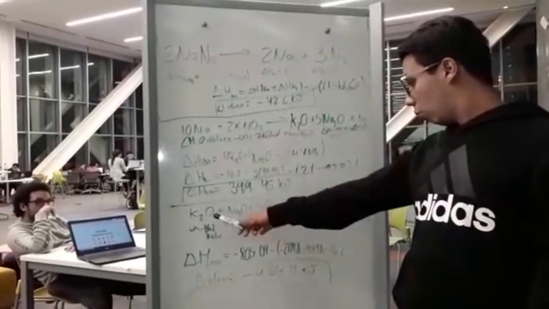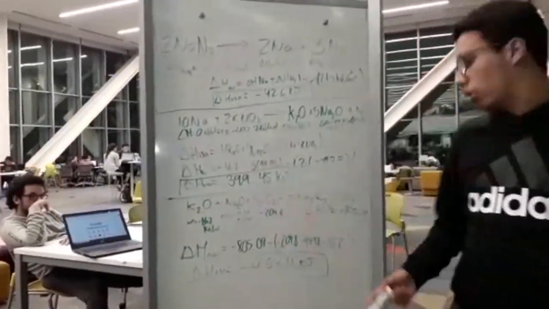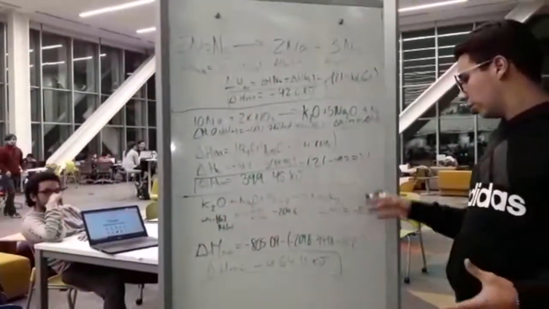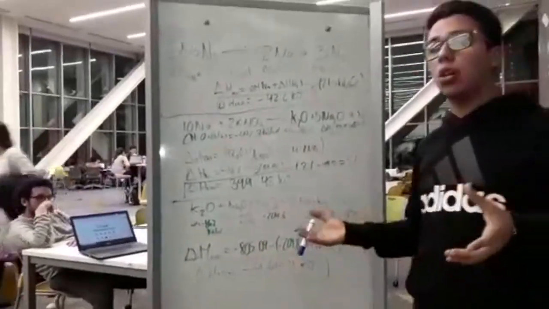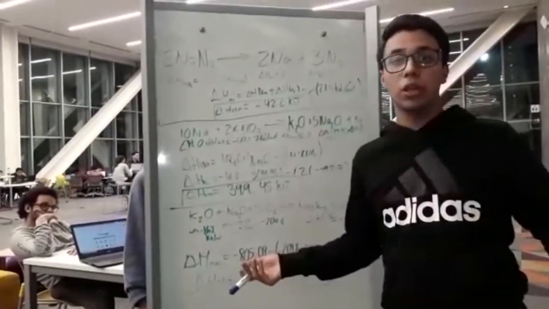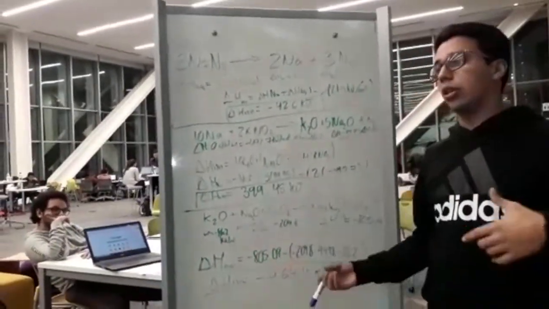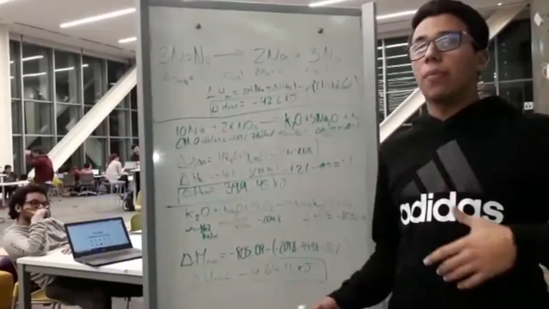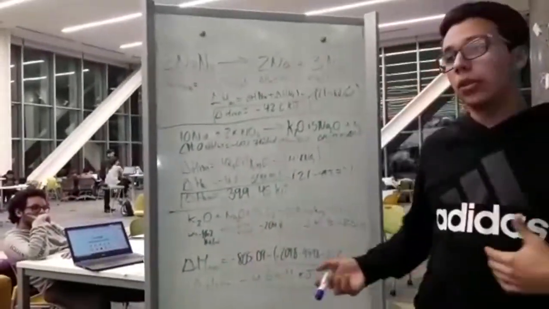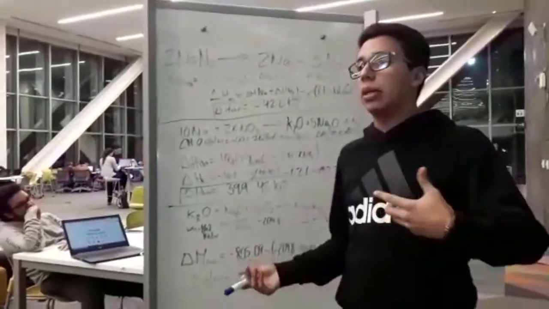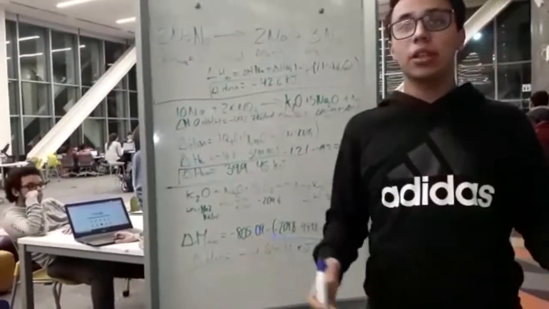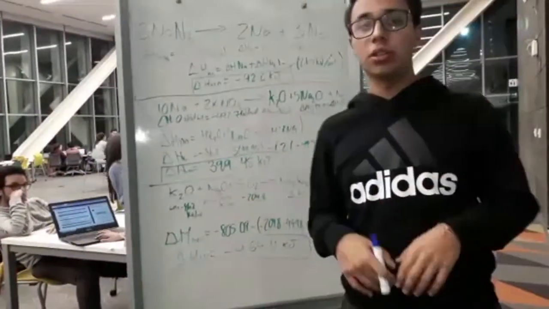Then we will have an enthalpy in the second reaction of 399.45 kilojoules, and we will have a negative entropy because we then have solids, which will have more order. And then at the end, we have a reaction that has minus 464.11 kilojoules.